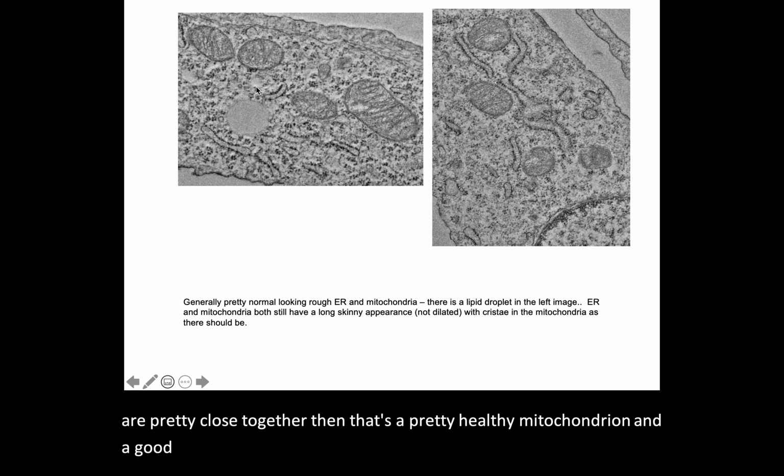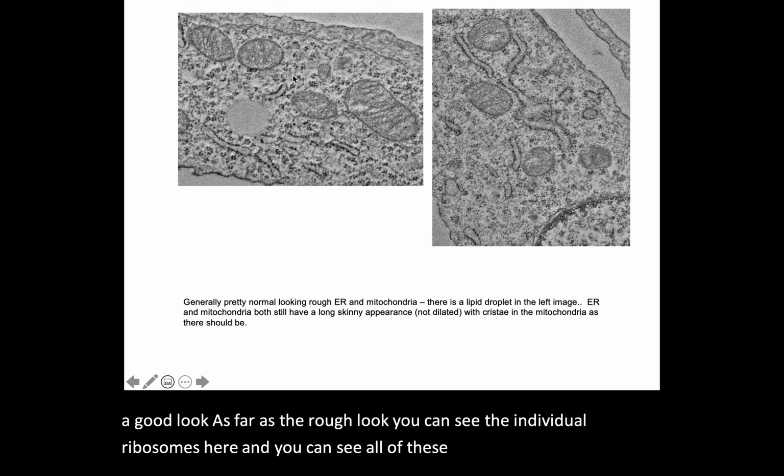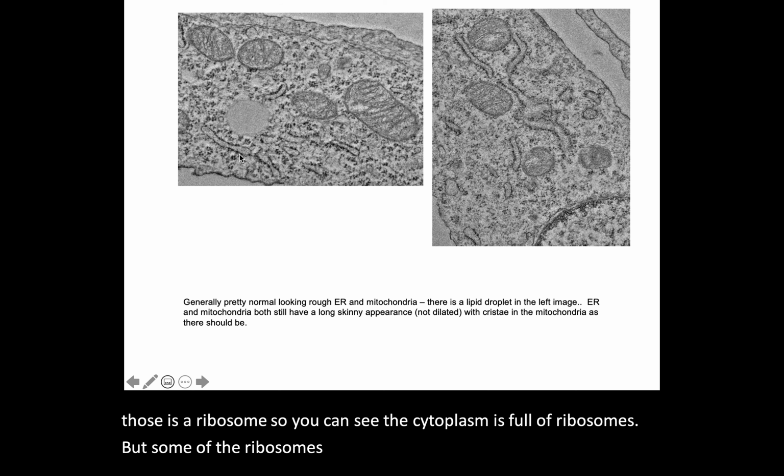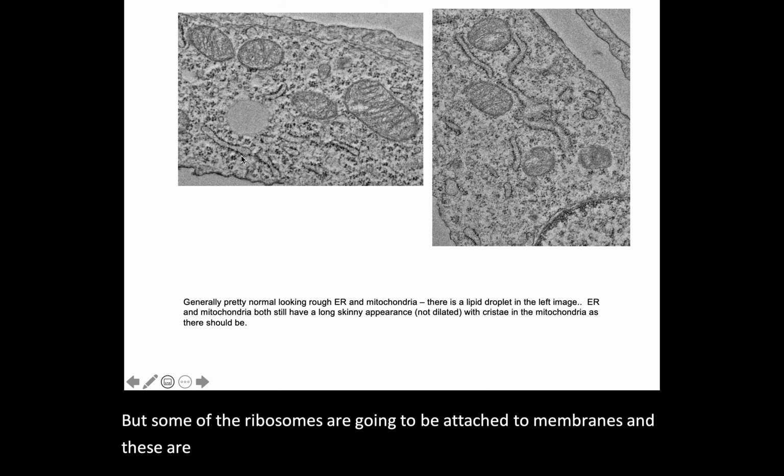As far as the rough ER, look, you can see the individual ribosomes here, and you can see all of these little dots out here. Each of those is a ribosome. So you can see the cytoplasm's full of ribosomes. But some of the ribosomes are going to be attached to membranes, and these are just ribosomes that are going to be making membrane proteins for the most part.